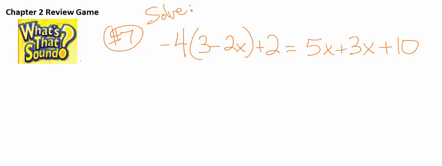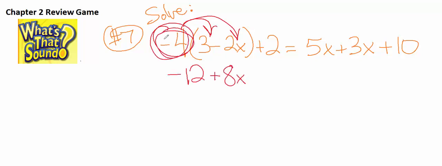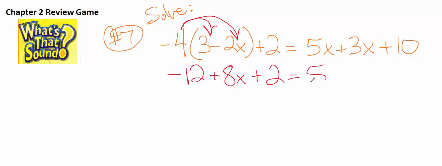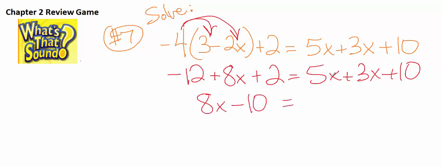Okay, so on this one, you're going to want to use the 5 steps to solve this problem. I'm going to go ahead and distribute the -4 into the parenthesis. I get -12 minus, actually plus 8x. Don't forget to distribute the negative. The negative goes here to get -12, and a -4 times -2x is positive 8x, plus 2 equals 5x plus 3x plus 10. Let's go ahead and combine the x's and the numbers on both sides. I get 8x over here, -12 plus 2, that's -10. And here I get 5x plus 3x, that's 8x plus 10.